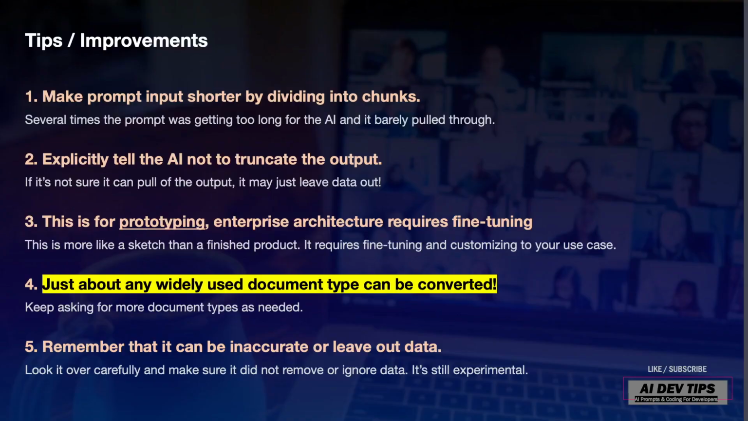Let's wrap this up by looking at some other tips and improvements. Just make sure your prompt input is shorter by dividing it into chunks, like we divided it into the individual tables. Explicitly tell the AI not to truncate the output if that's what you want. And also, just about any type of document type can be converted.